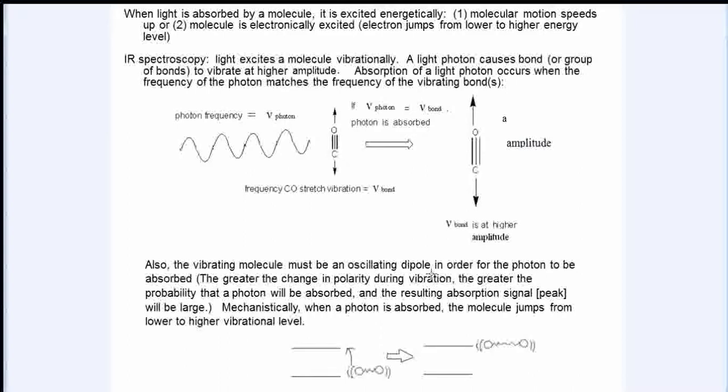Why is this so? Well, light is, at least in part, an oscillating electric field. If a molecule's oscillating bond is changing its polarity, it too will act as an oscillating electric field. When an oscillating electric field of a light photon meets an oscillating electric field of a molecule, the two fields can co-join, and the light photon can get absorbed.